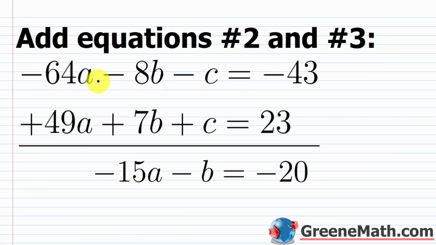So -64a plus 49a, that's going to be -15a. Then -8b plus 7b, that's going to be -b. Then -c plus c, that's going to cancel. And on the right side of the equal sign, you have -43 plus 23, that's going to be -20. So this one right here, you really can't do anything more with it. So I'm just going to say this is equation number 5.